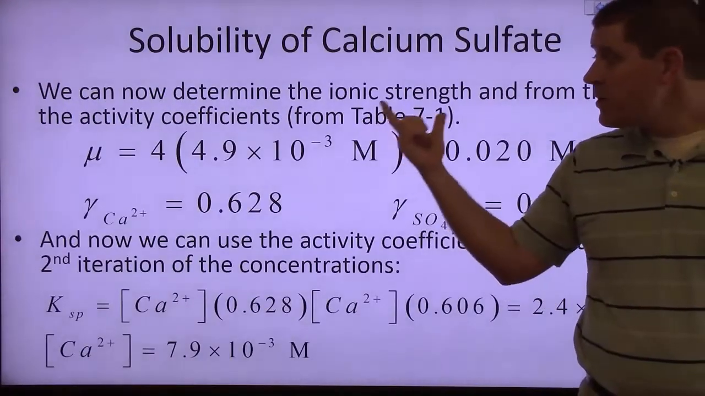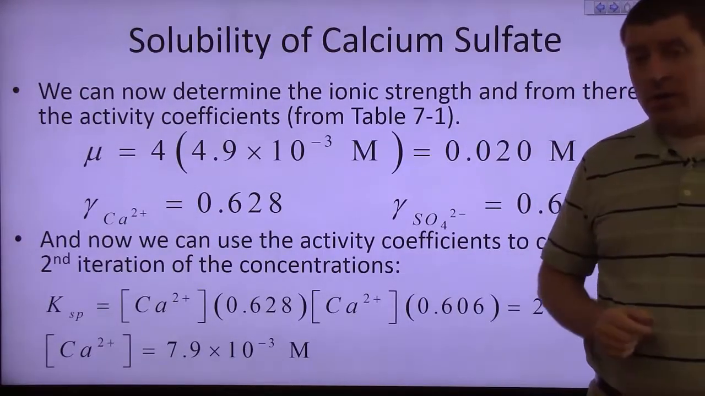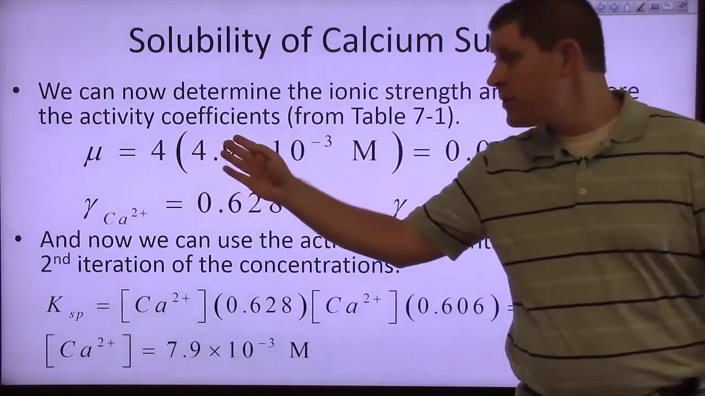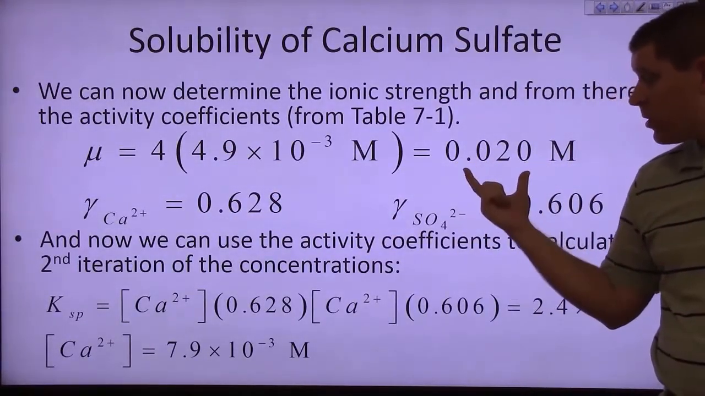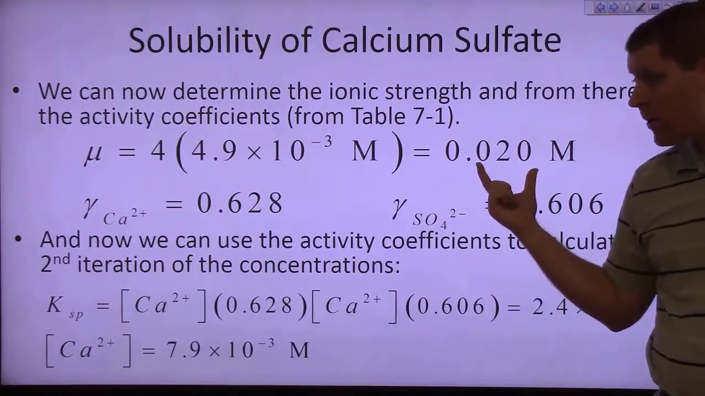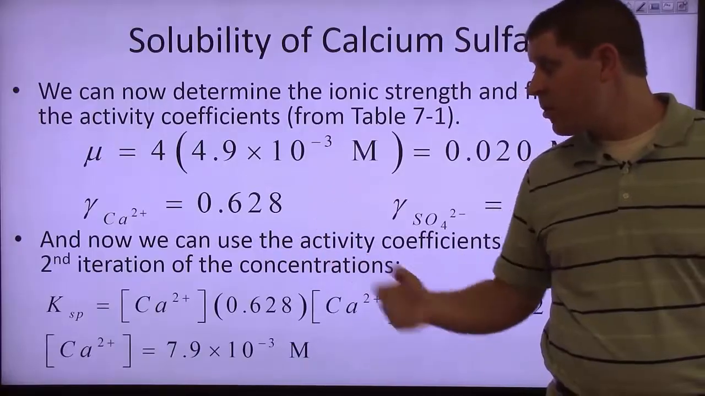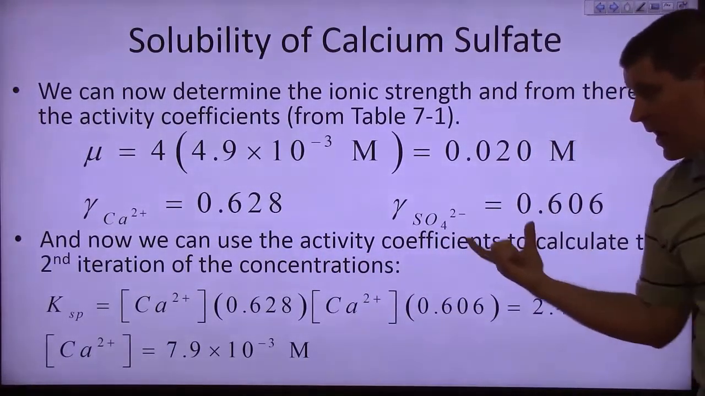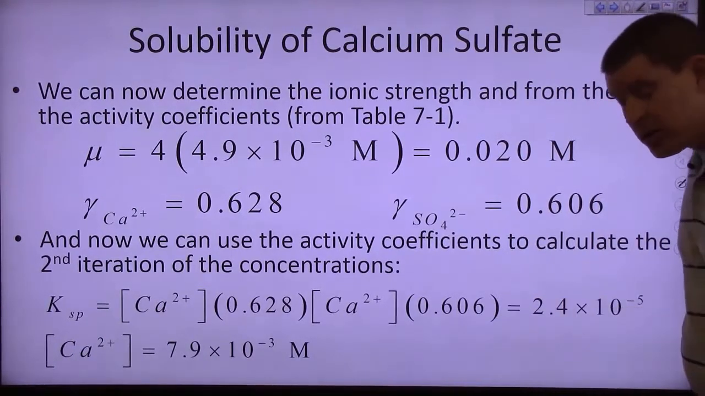So we can now determine the ionic strength of our solution, and from there we can determine our activity coefficients from table 7.1. The ionic strength is equal to 4 times 4.9 times 10 to the minus 3 molar, which is then equal to 0.020 molar. That means the activity coefficient for calcium ion is 0.628, and the activity coefficient for sulfate is 0.606, and now we can use these activity coefficients to calculate the second iteration of our concentration.